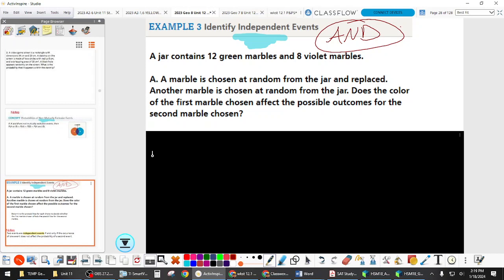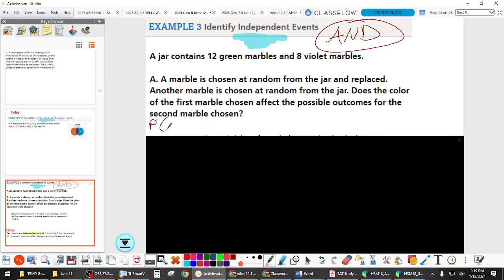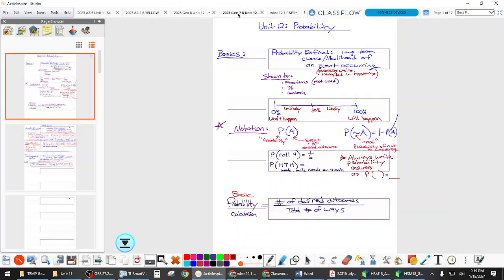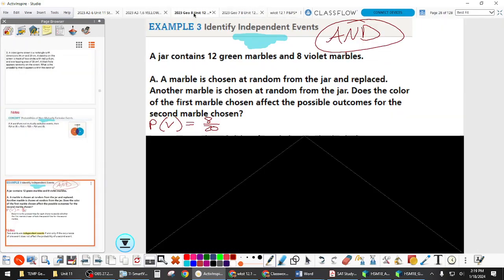If you choose a marble at random, what is the probability? Let's just break this down. What's the probability that it's violet? I'll use a V. 8 out of 20, right? Going back to your notes, that front page, just basic calculations, it's number of desired out of the total. So in this case, we had 8 purples out of 20 total. And if we reduce this, what goes into both? Okay, so 4 goes into both.